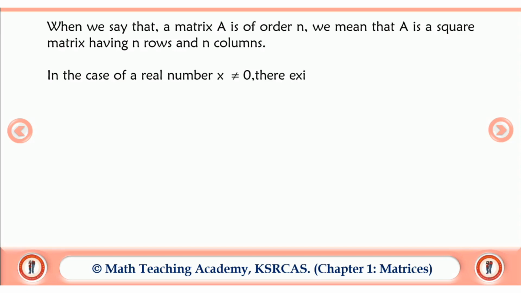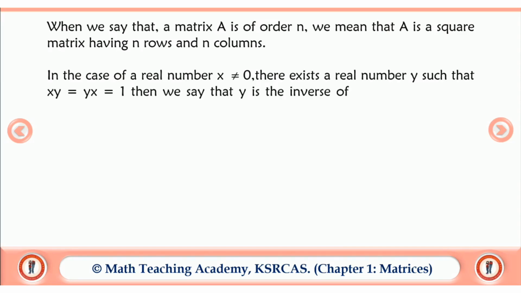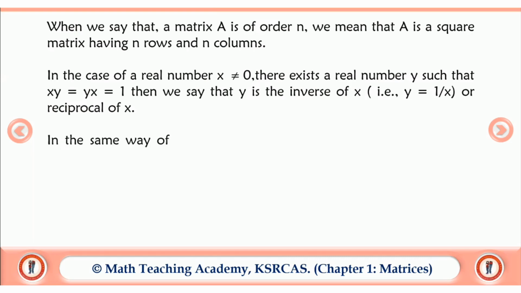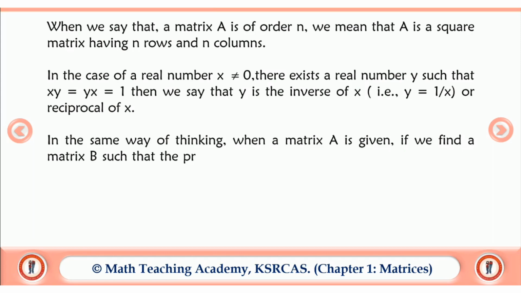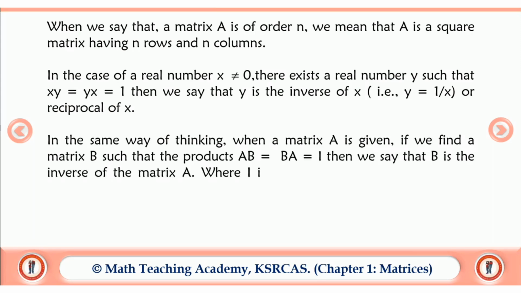In the case of a real number x not equal to 0, there exists a real number y such that xy is equal to yx equal to 1. Then we say that y is the inverse of x or reciprocal of x. In the same way of thinking, when a matrix A is given, if we find a matrix B such that the products AB is equal to BA is equal to I, the identity matrix, then we say that B is the inverse of the matrix A, where I is called the unit matrix or identity matrix.